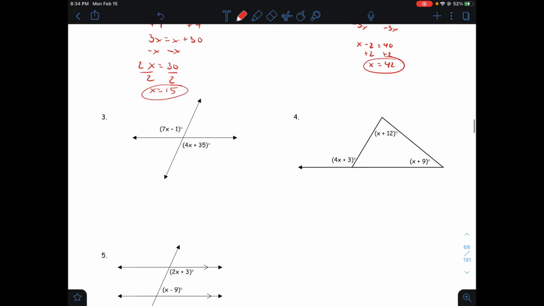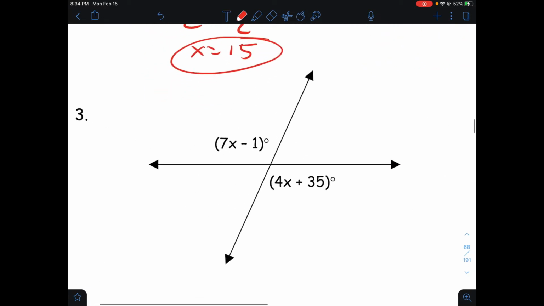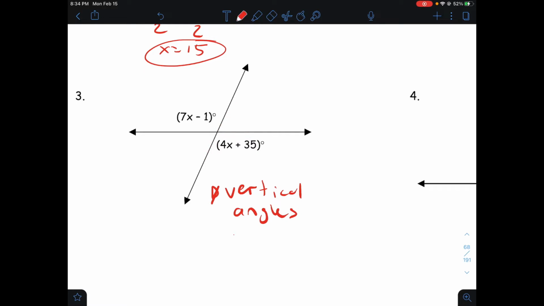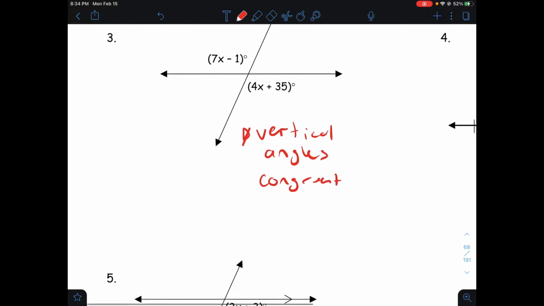So let's go ahead and try the next one. Again, these should be on your note sheets. What kind of angles do we have going on here? I'll give you a hint. That should help you out. So these are vertical angles. With that piece of information, we know that vertical angles are congruent. So go ahead and solve for x.